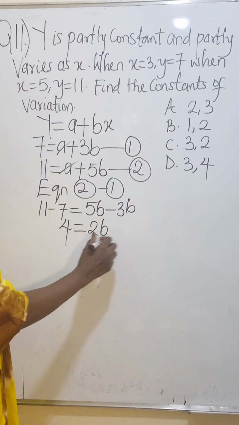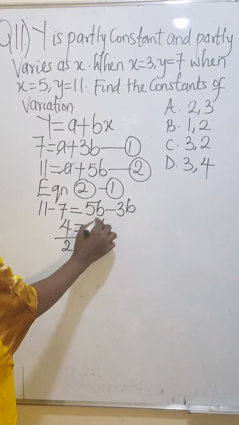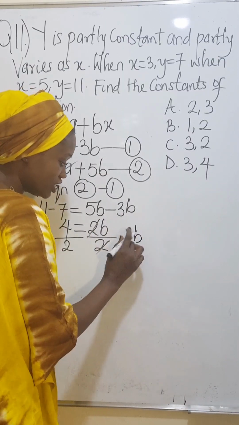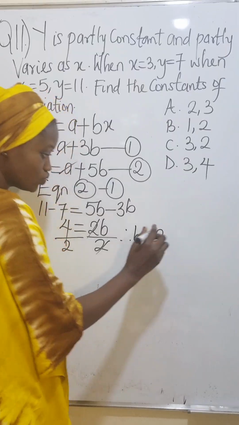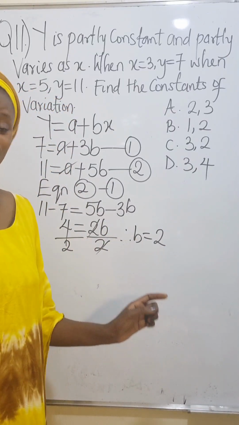Now we want to get the value for b. What do we do? We divide both sides by 2. 2 cancels out here. 4 divided by 2 gives us 2. That means the value for b is equal to 2. We've gotten the value for b. That's so easy, right? Now we need to get the value for a.